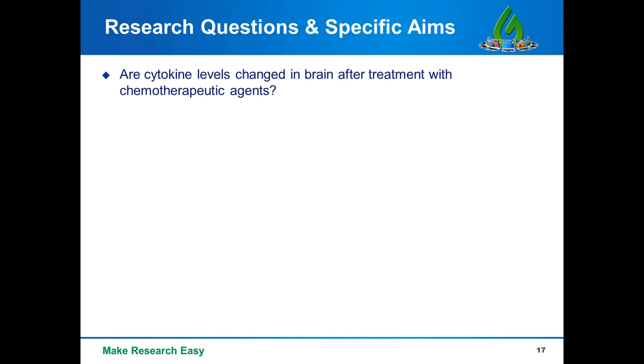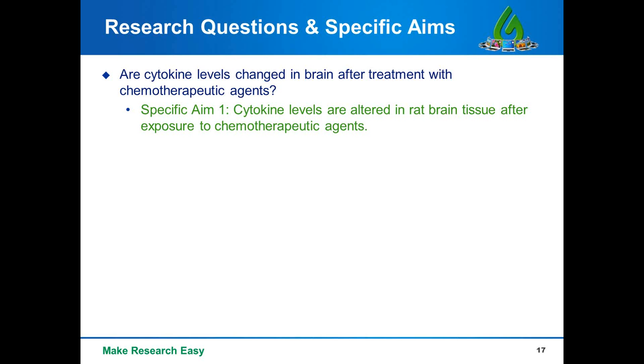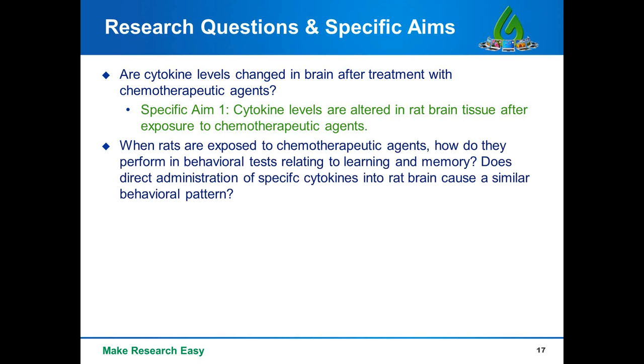So here are some questions and specific aims that we would like to look at in this particular grant. First of all, are cytokine levels changed in the brain after treatment with chemotherapeutic agents? The specific aim would be that cytokine levels are altered in rat brain tissue after exposure to chemotherapeutic agents.